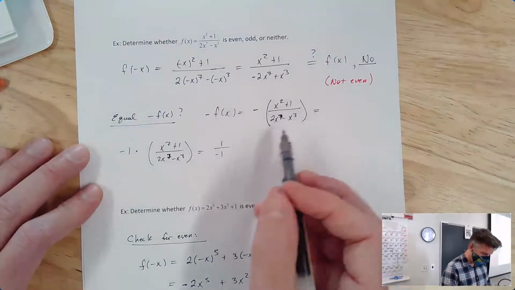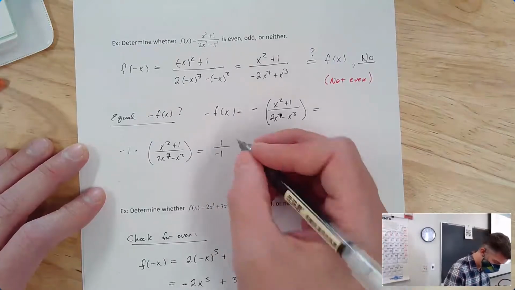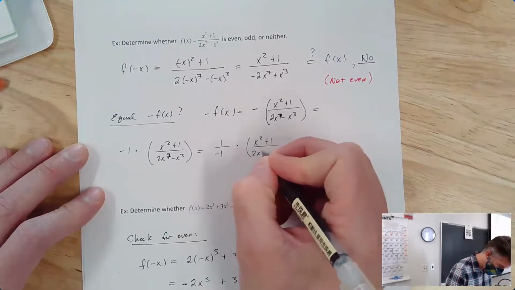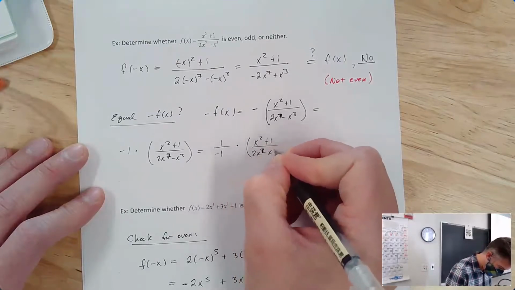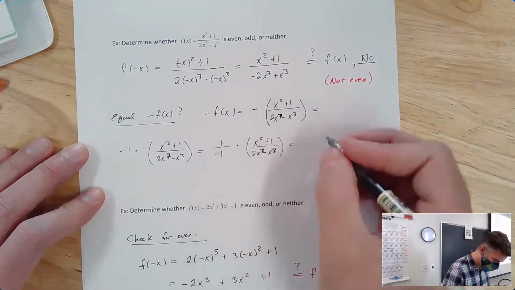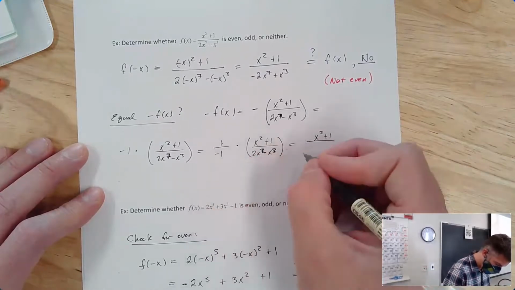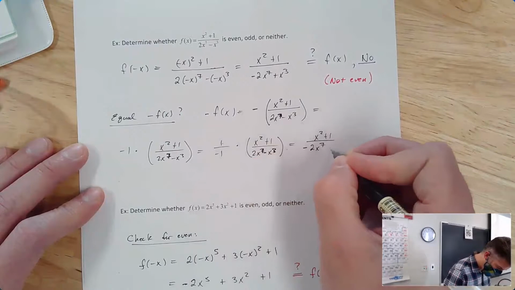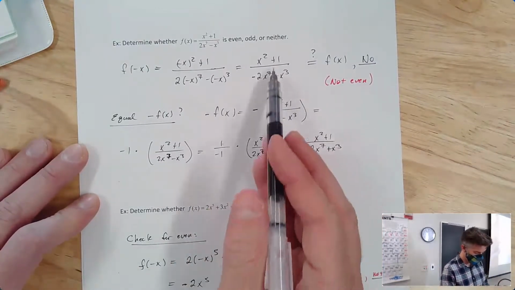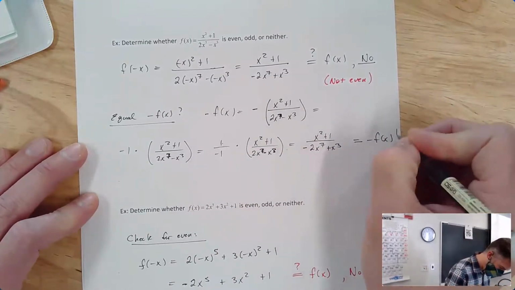The reason why is because I know I want the top to look like x squared plus 1. It's the bottom that looks a little different. So I'm going to multiply the top by 1, the bottom by -1. And when you do that, 1 times x squared plus 1 is x squared plus 1. And -1 times the bottom, you distribute, and you get -2x to the 7 plus x cubed. And that is equal to negative f of x, right? That's exactly what we have up there. So this does equal negative f of x.